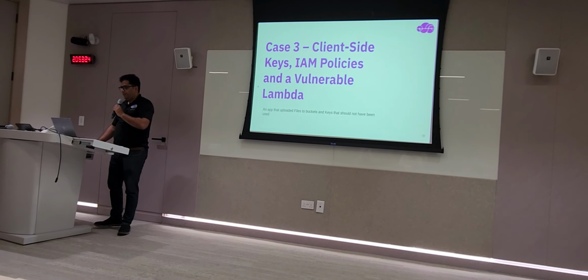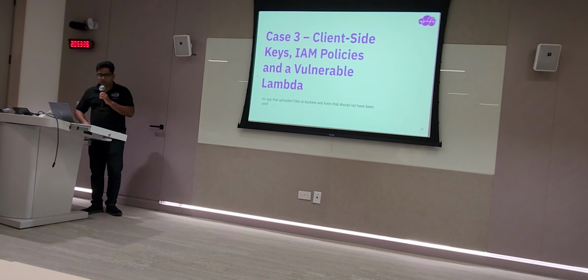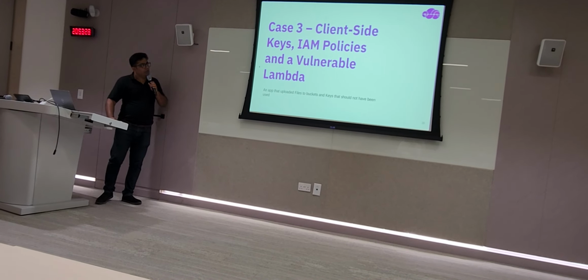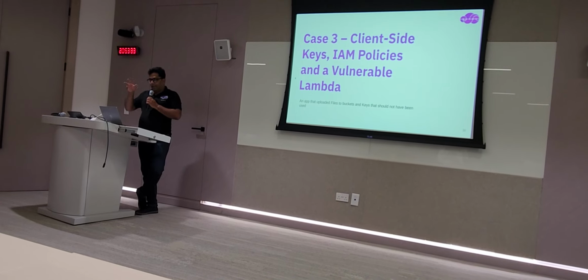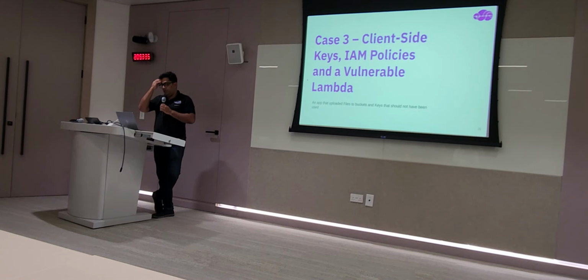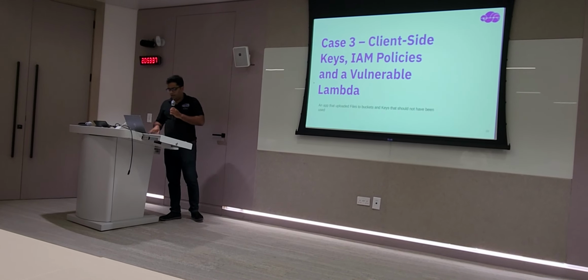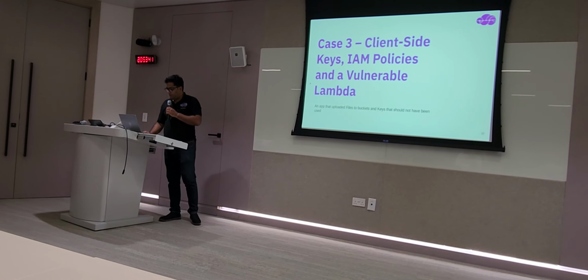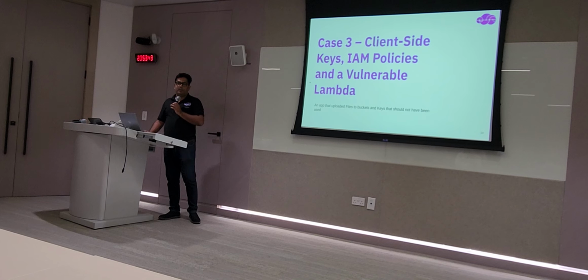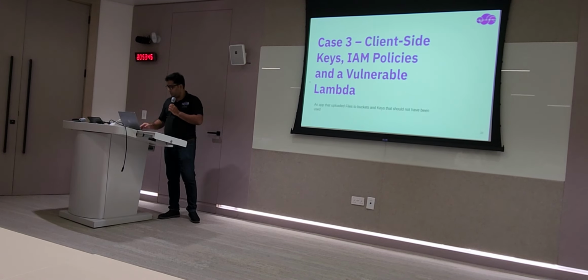So case 3: client-side keys, IAM policies and a vulnerable Lambda. So you get an idea of where we are going with this. There was an app, as I mentioned, the resume application earlier. There was an app that we were looking at, and it pretty much appeared to be static, right? There was, however, the functionality that the app was uploading stuff to an S3 bucket.